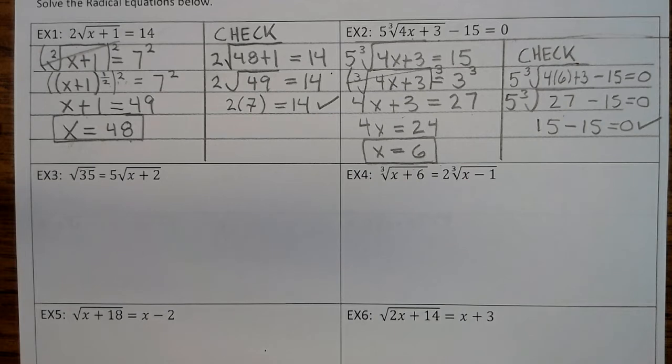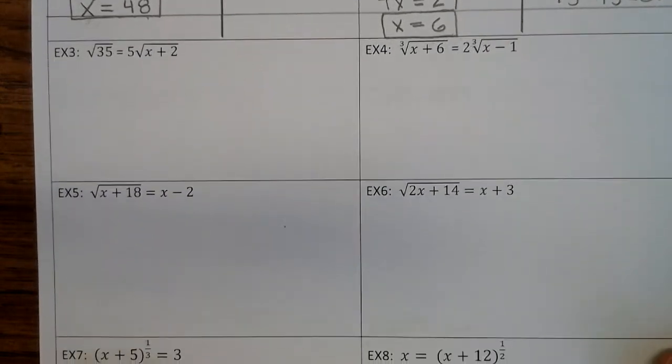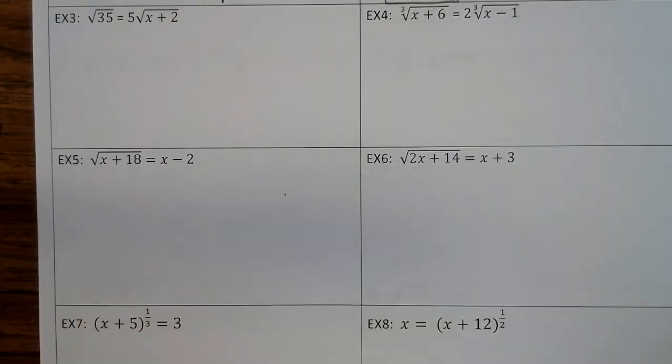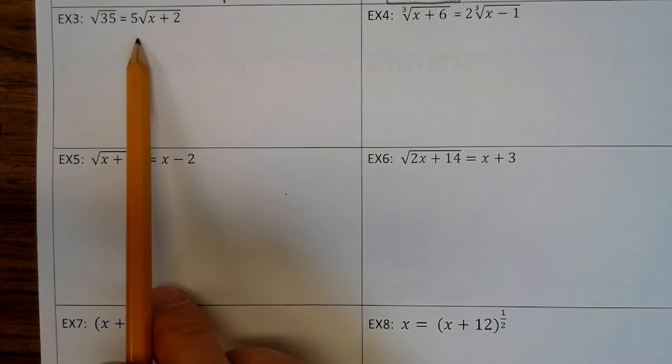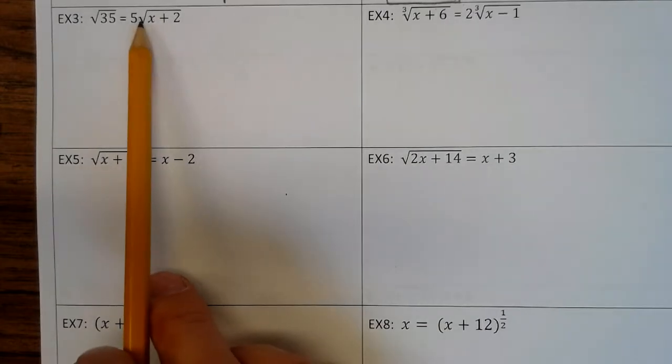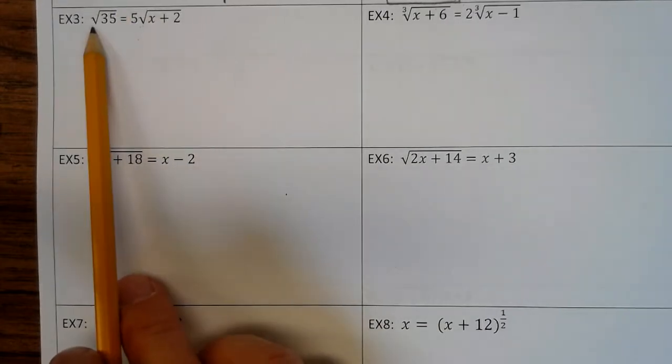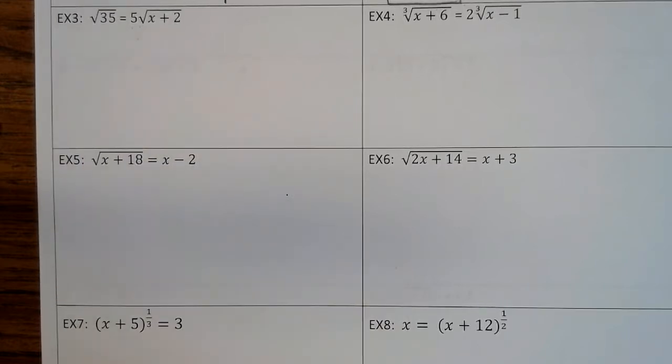All right, let's take a look at example 3. So step 1, isolate the radical. It's as isolated as it can be, because there's nothing really you can do to 5. If you divide by 5 here, then that has a 1/5. So that's as isolated as it can be.